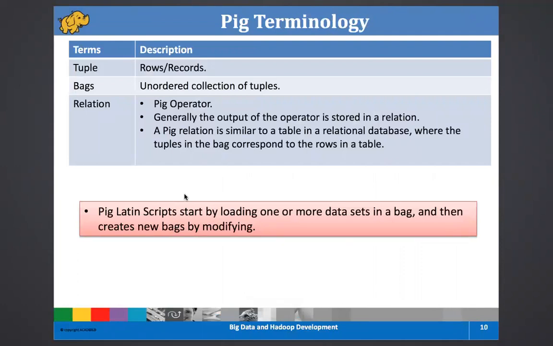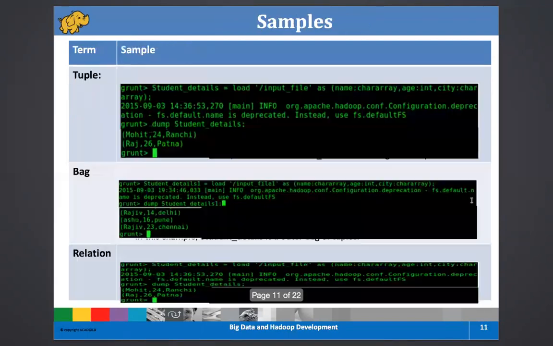Some key terms that you need to know. A tuple is nothing but one single row: employee ID, employee name, employee salary. One single row is known as a tuple, even in the Oracle concept or any other database. A combination of tuples, say five rows together, makes a bag. And a relation is nothing but a variable in Pig. So: tuple, bag, relation.